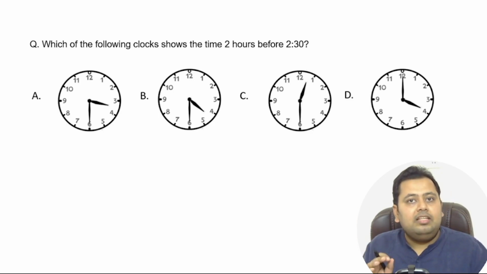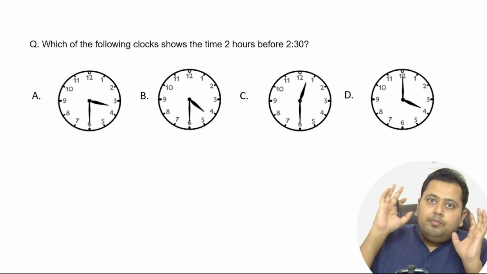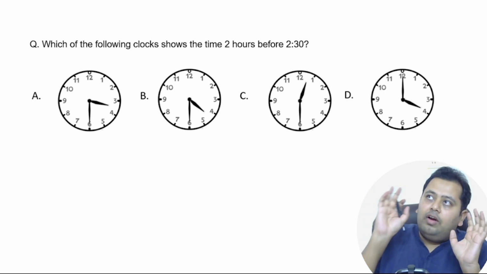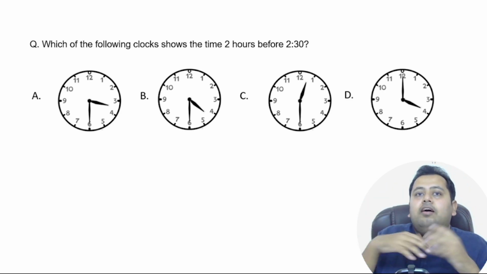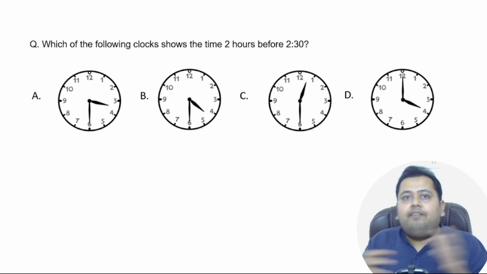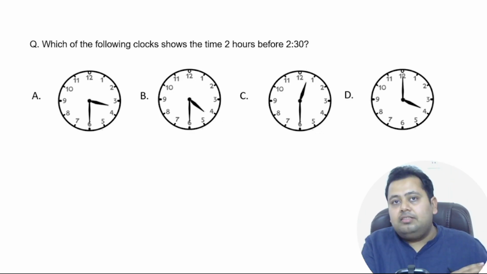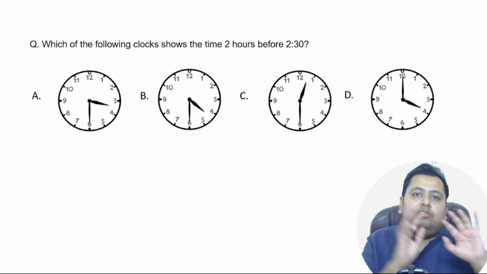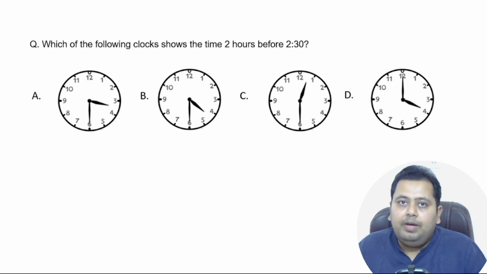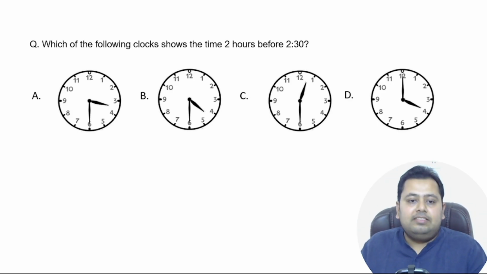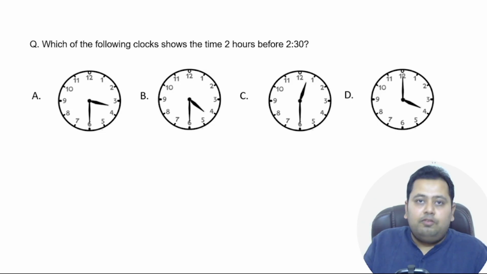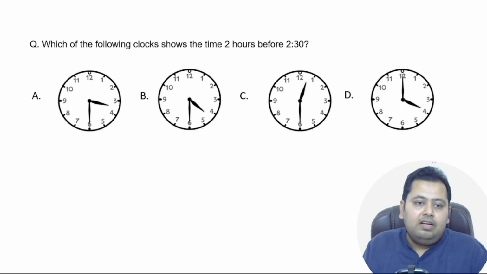So sit with your parents and again and again just look at the clock and tell what time it is. After 1 hour, what time it will be. After 3 hours, what time it will be. Or 3 hours before, what time it was. All of these, you should sit with a parent and discuss with them. That is how you will be able to practice these kinds of questions.